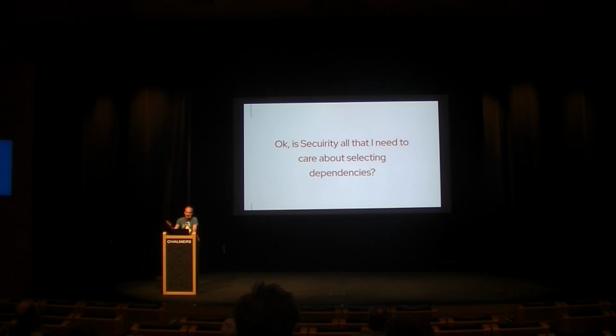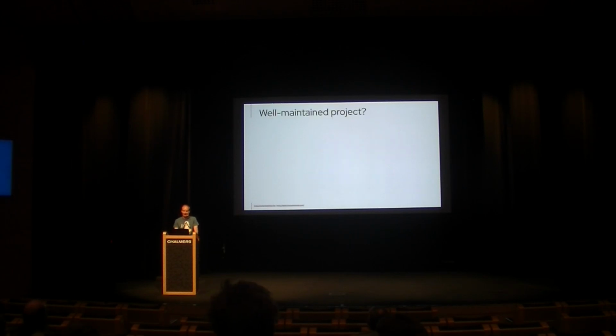And you can kind of pretend the answer is not really. Security is a big part of dependency selection, but nowadays it's very important to look at something else. What does it mean, well-maintained projects? I think we have been talking about that over the entire two days of the conference, right? How to support the ecosystem, and what the future of the ecosystem is if we don't come together and support it.